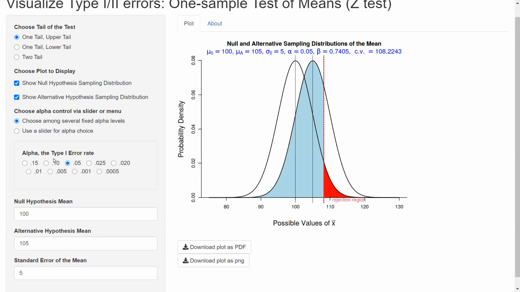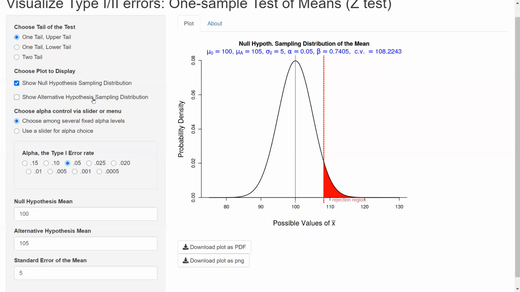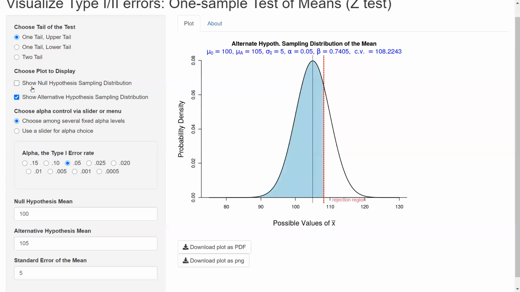So when it comes to our alpha value, it is always determined based on the proportion of the null hypothesis distribution that is above the critical value. So remember, we chose alpha value of 0.05, so our critical value is going to cut off the top 5% of our null hypothesis distribution, or if it was one-tailed lower tail, the bottom 5%. Let's stick with one-tailed upper for now. But then the alternative hypothesis distribution, I'm just going to untoggle the null hypothesis distribution.